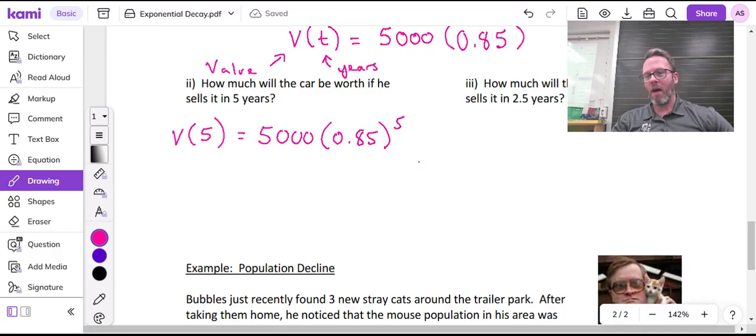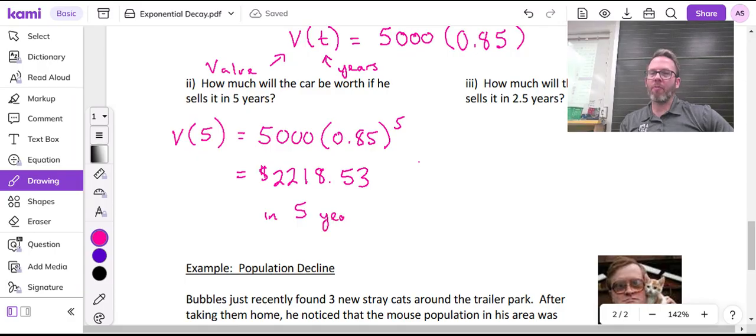How much is the car worth after 5 years? Let's have a look. 5,000 times 0.85 to the power of 5. So in 5 years, 2,218.53.